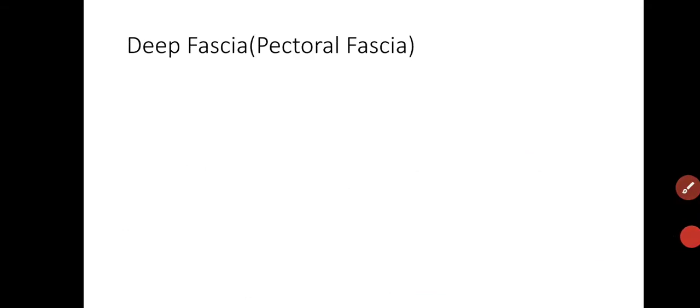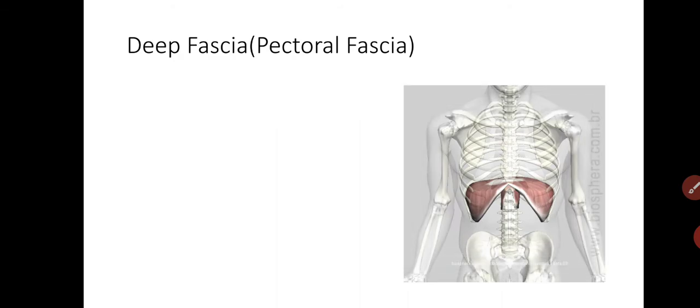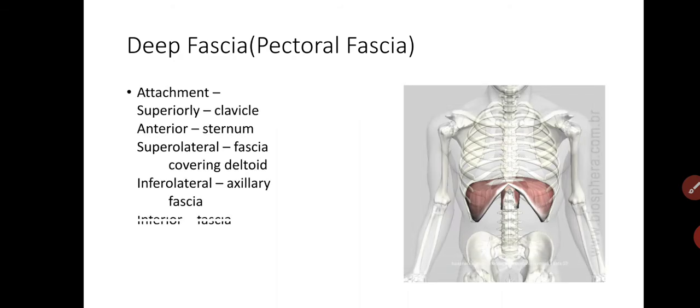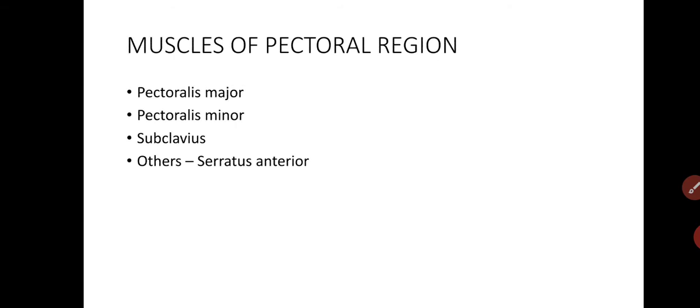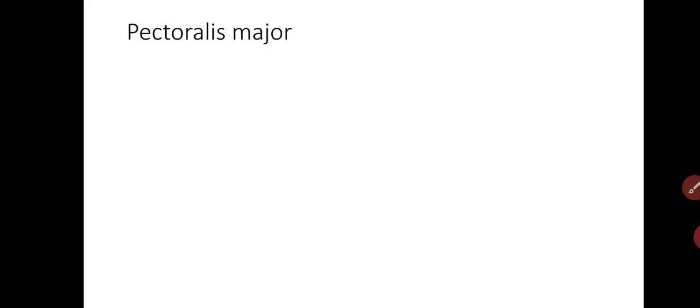Now the deep fascia of this region is known as pectoral fascia. You just need to know the name only, nothing else required. Now the muscles of the pectoral region: there are 4 muscles in the pectoral region: pectoralis major, pectoralis minor, subclavius and serratus anterior. We will see them one by one. First is the pectoralis major muscle.